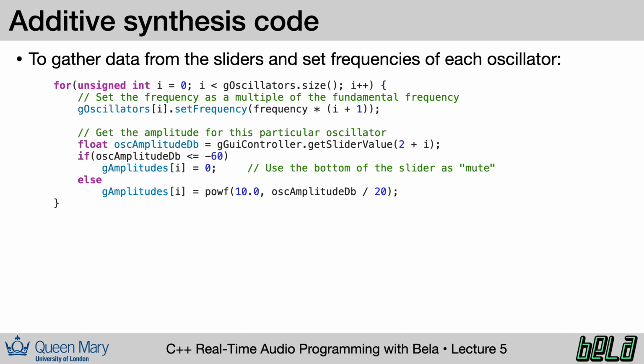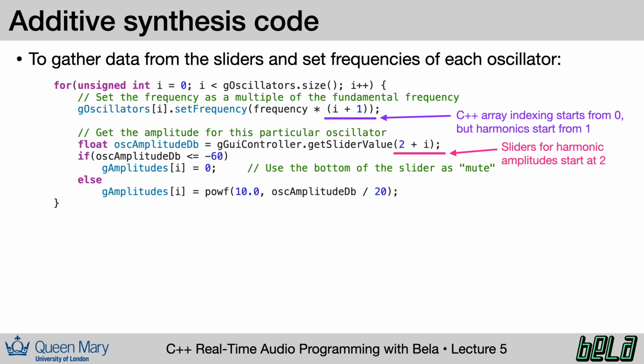We'll look at some of the key bits of code first. This code goes at the top of your render function before the main for loop going through the audio frames. This for loop counts through the total number of oscillators. Notice that the C++ vector class provides a method called size that we can use to get the number of elements of the array. Inside this for loop, we're setting the frequency of each oscillator to the fundamental frequency times index I plus 1. The reason for this is that our array indices start from 0, but our harmonic frequencies start from a multiple of 1.